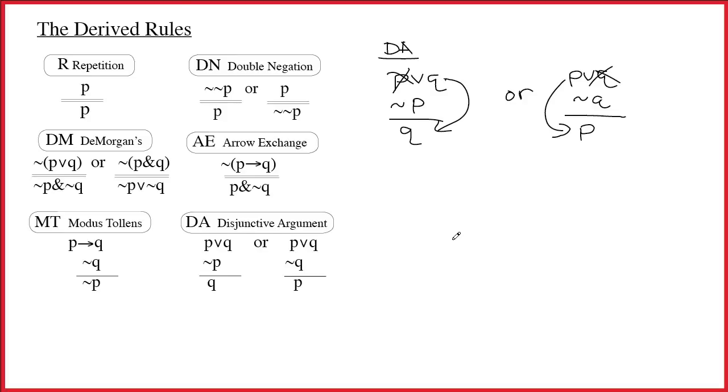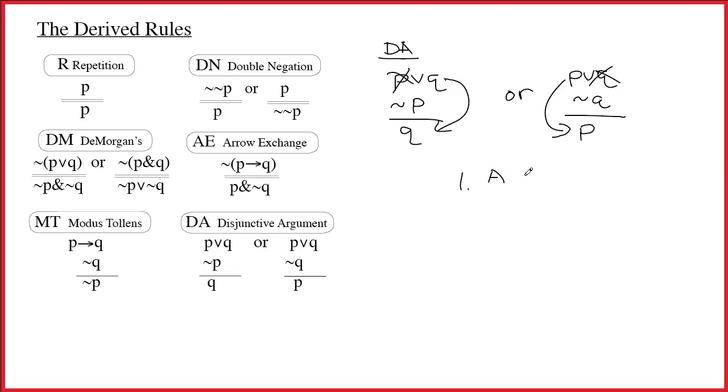Oftentimes I don't like these crossing off metaphors that people use when they think about proofs, but I think in this particular case it's very appropriate. One part or the other has to be true. It ain't P, it's got to be Q. And if it ain't Q, it's got to be P. So let's look at a quick example.